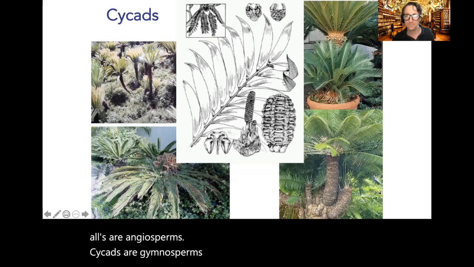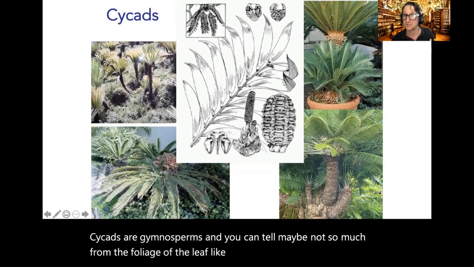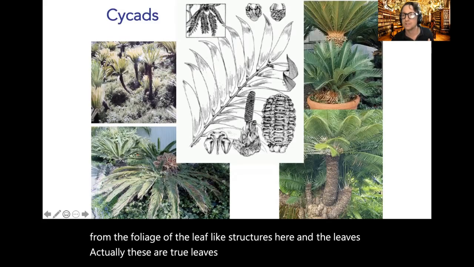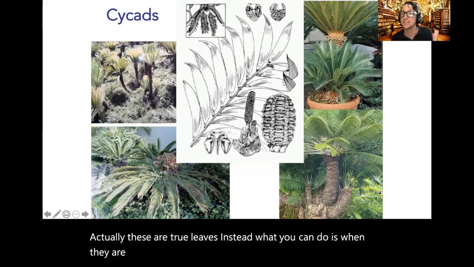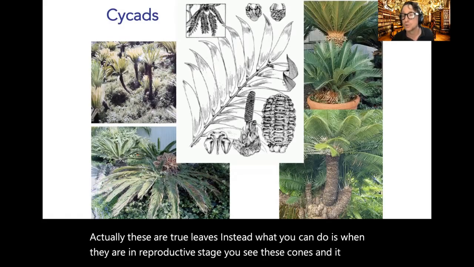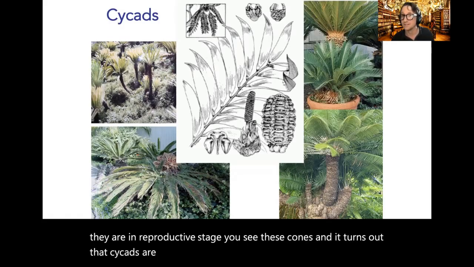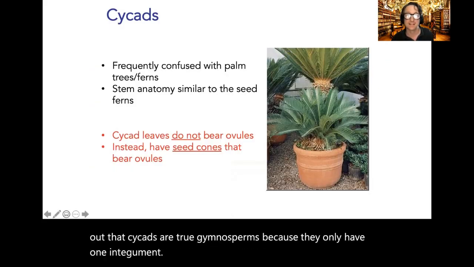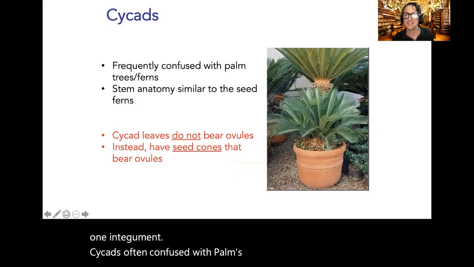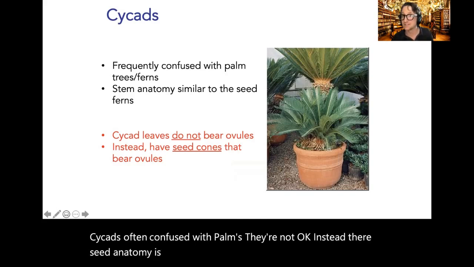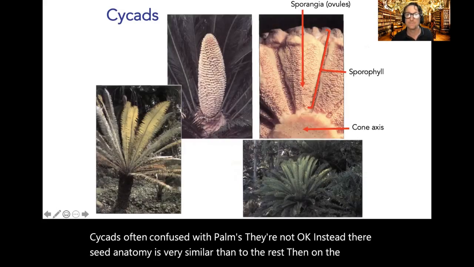And you can tell, maybe not so much from the foliage, these are actually true leaves. Instead, when they're in reproductive stage, you actually see these cones, okay? And it turns out that cycads are true gymnosperms because they only have one integument. Cycads, often confused with palms, they're not. Their seed anatomy is very similar to the rest of the seed plants, okay?